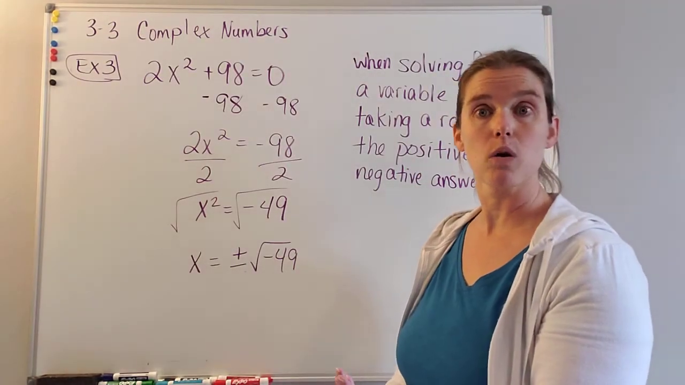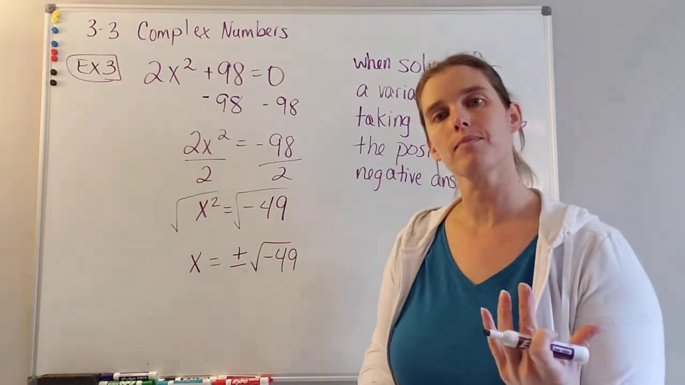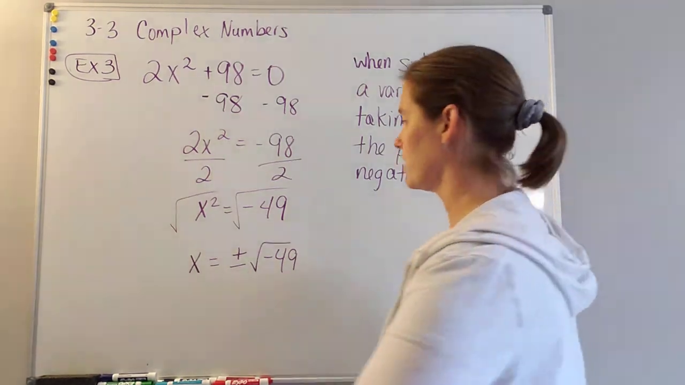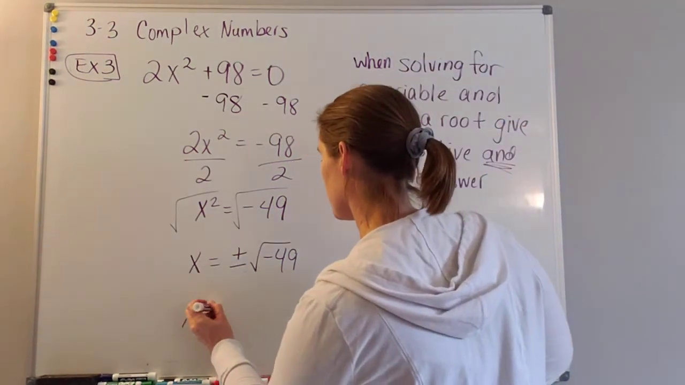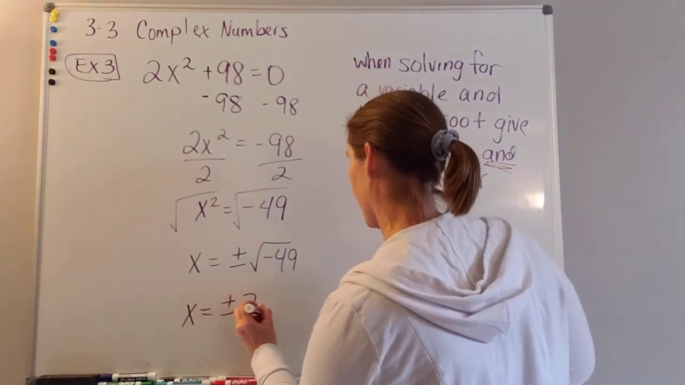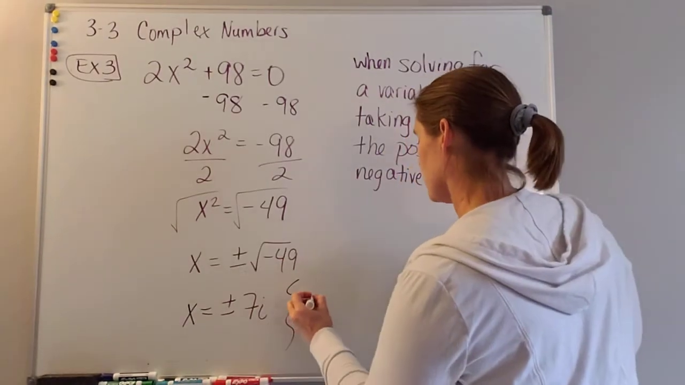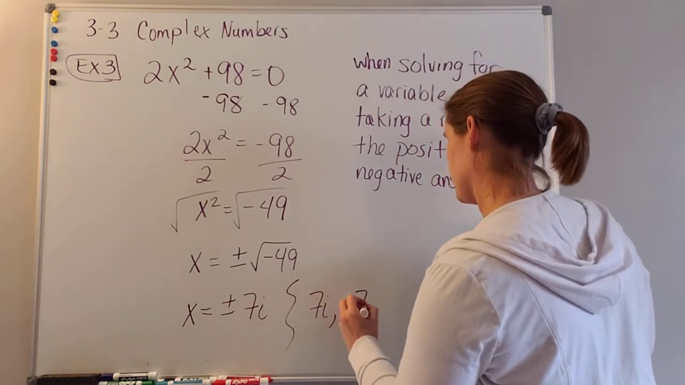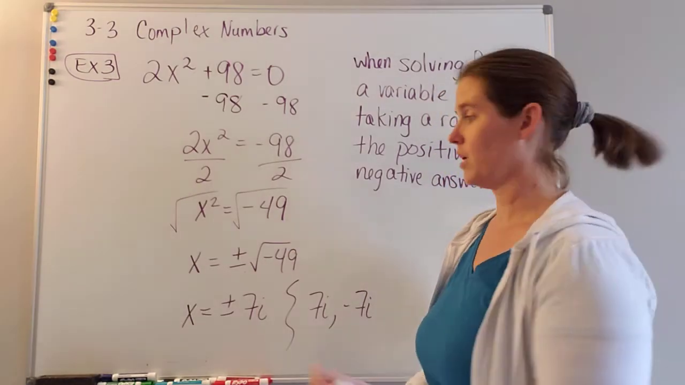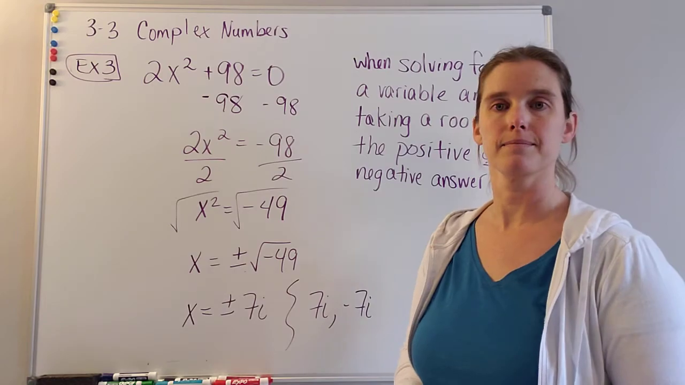49 we know is a perfect square. What do we do with that negative? That's right, we make it an i. So we end up with x equaling plus or minus 7i. If you prefer to write them separately, then just write 7i and negative 7i. Also perfectly acceptable. This is just slightly more compact. So there you go.